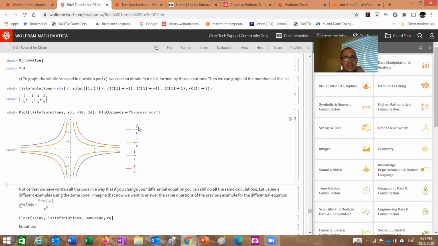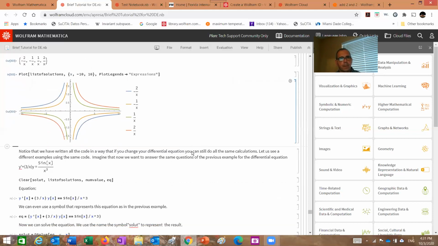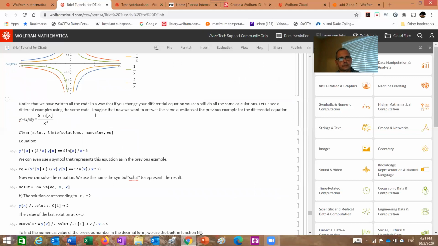The blue one is -2/x. The orange one is -1/x. The green one is 1/x. And this one that looks almost like a red, yeah, it's another, well, almost red, is 2/x. Is that right?